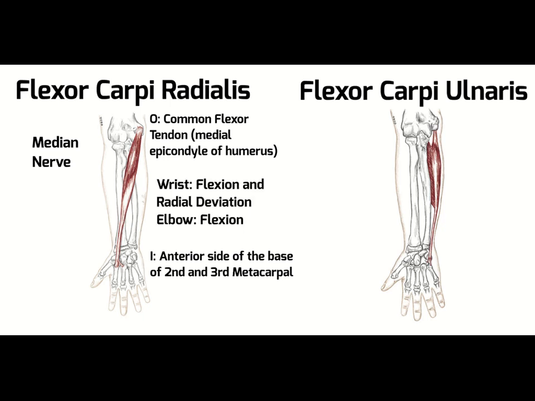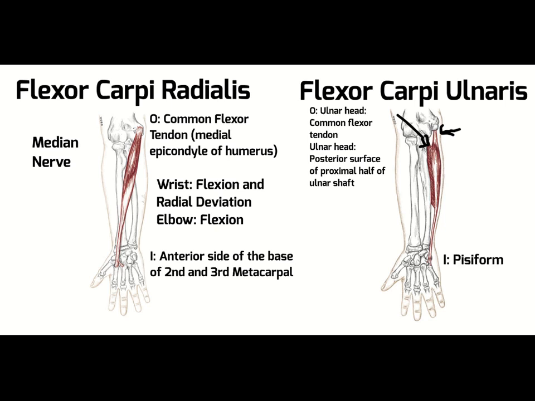Flexor carpi ulnaris has two different heads to it that we have to consider. So it has a humeral head and then it has an ulnar head. So you can see the humeral head here, and then the ulnar head runs along the medial surface of the ulna. So the humeral head also comes from the common flexor tendon on the medial epicondyle of the humerus, just like flexor carpi radialis. While the ulnar head comes from the posterior surface of the proximal half of the ulnar shaft. Both of these heads insert onto the pisiform. Flexor carpi ulnaris is innervated by the ulnar nerve, and it causes flexion and ulnar deviation of the wrist, as well as assisting with elbow flexion.